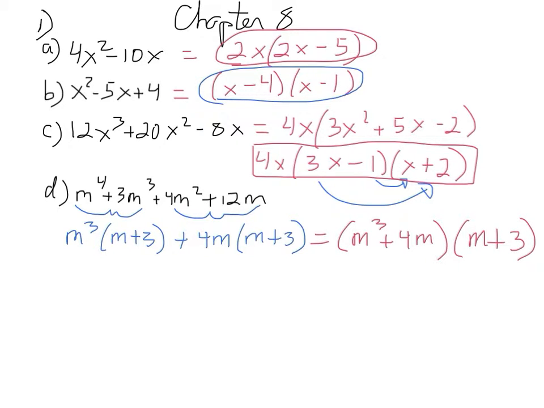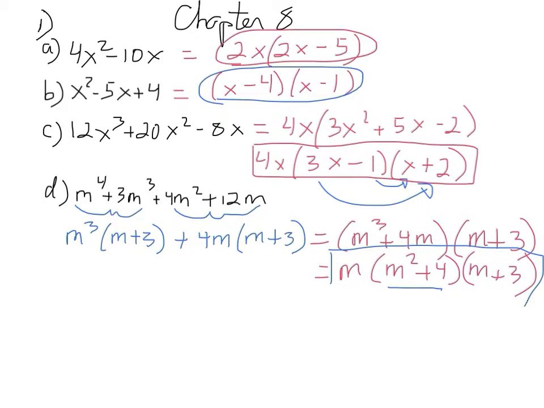That would probably be sufficient. I could, if I wanted, pull an m out of that first two terms and end up with this. And this here is the sum of two squares, so you can't do anything with that. So we are done at this point.